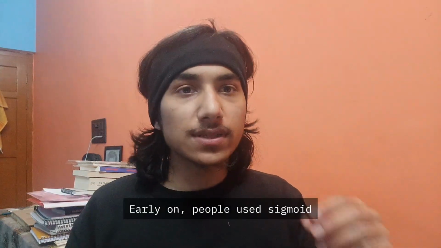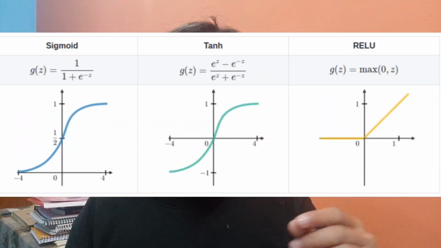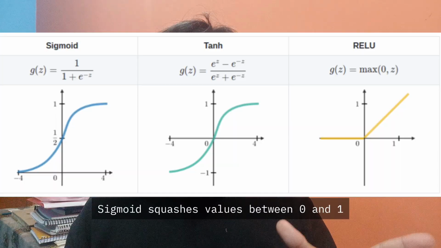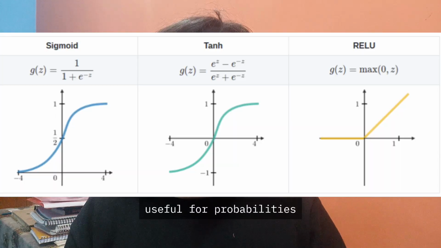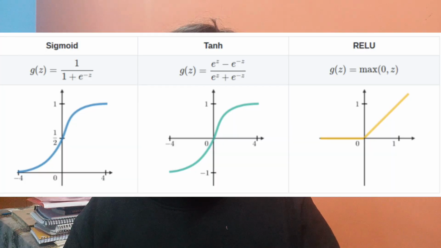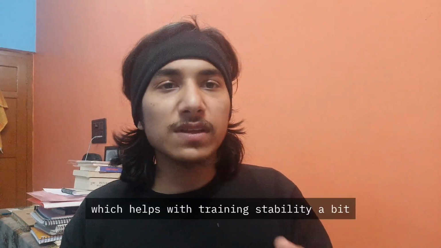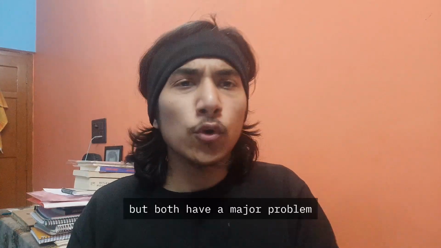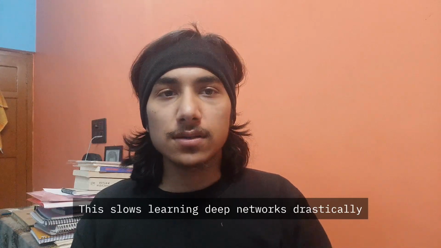Early on, people used sigmoid and tanh functions. Sigmoid squashes values between 0 and 1, useful for probabilities. The tanh function squashes between -1 and 1 and is zero centered, which helps with training stability a bit. But both have a major problem. They saturate. For inputs far from 0, their gradients become very small. This slows learning in deep networks drastically.